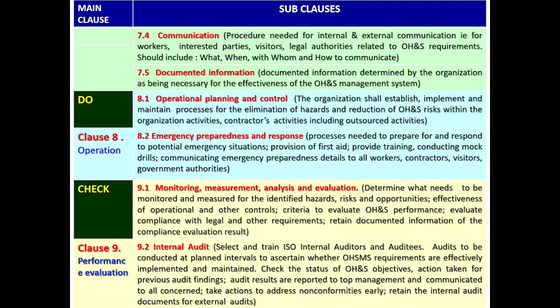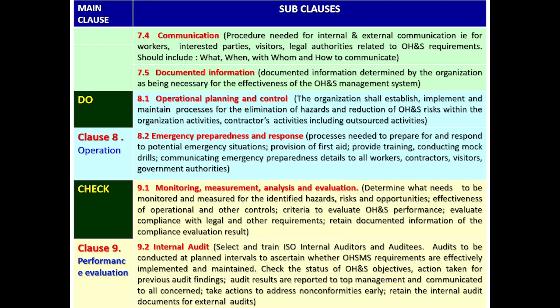Next we come to do, and against it is the main clause 8, operation. Subclause 8.1 operation, planning and control. The organization shall establish, implement and maintain processes for the elimination of hazards and reduction of occupational safety risks within the organization's activities and contractors' activities, including outsourced activities.